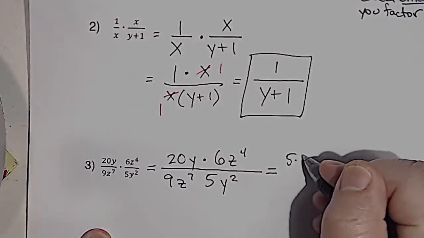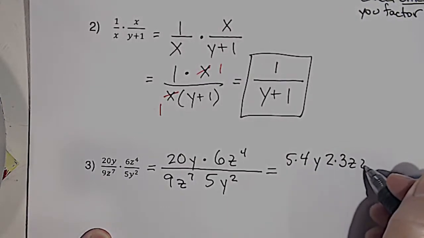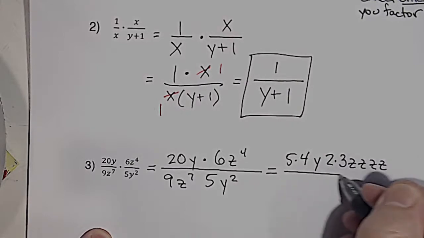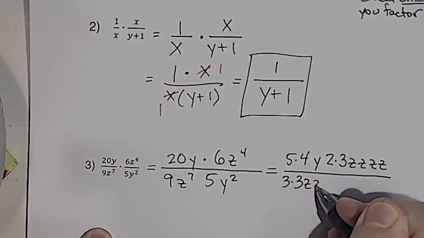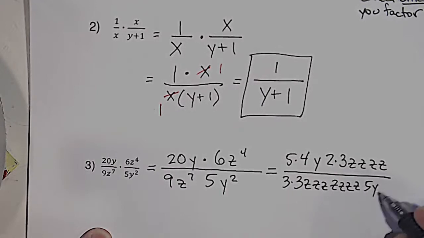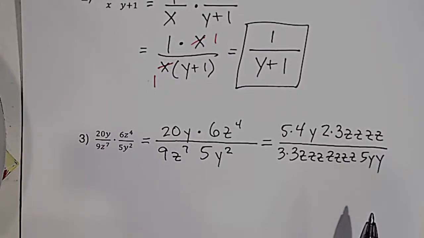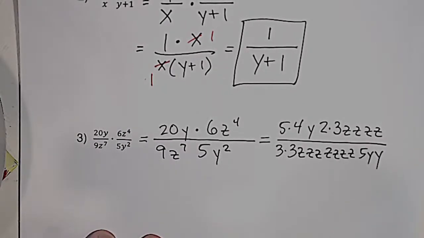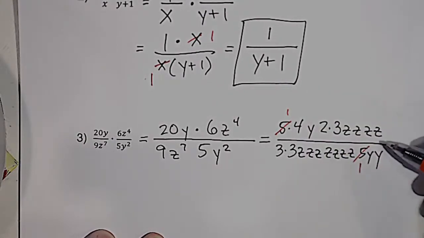So I've got 5 times 4y, 2 times 3z, z, z, z. This is always an option. 3 times 3z, z, z, z, z, z, z, 5y, y. So if you don't want to use the formulas from the exponent section, you don't have to. You could just cancel individuals. Now this is a lot of work, and there's a lot of opportunities to make mistakes.